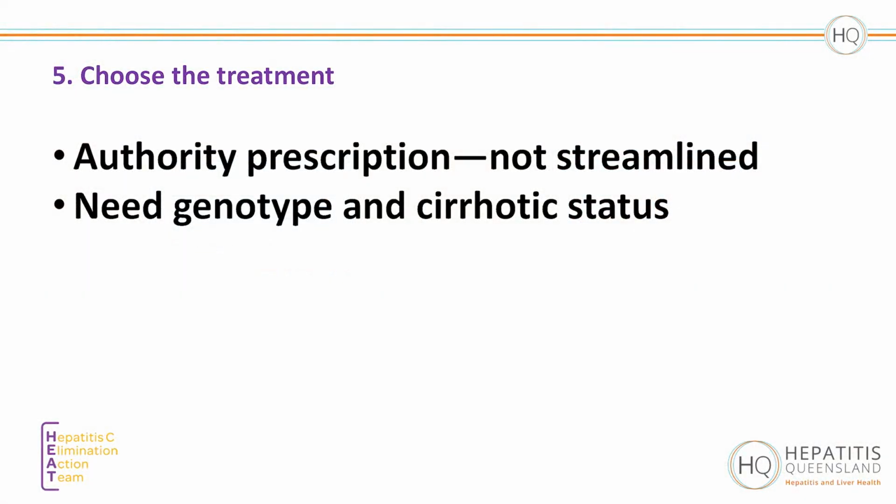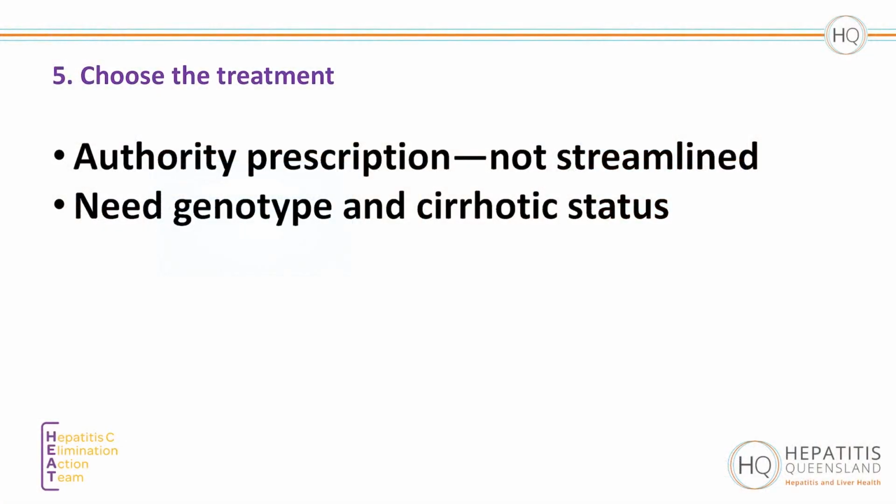In order to prescribe the treatment, it's an authority. You have to ring up the PBS. And the other key thing that we have to give them is whether the patient has cirrhosis or not. It's not a streamlined authority. You have to ring up the 1-800 number to get the prescription.